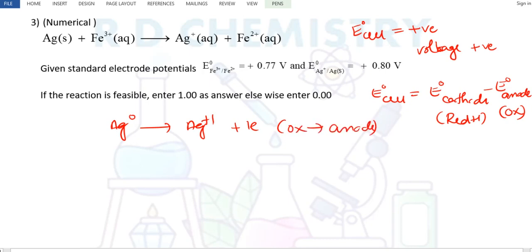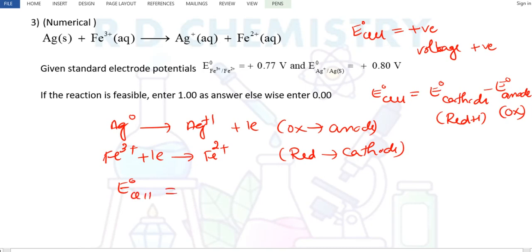Now ferric ions, Fe3 plus, take 1 electron and become ferrous ions, Fe2 plus. So reduction is taking place, as the oxidation number decreases, and it should be the cathode. Correct? So let me write down: E naught cell is equal to E naught of the cathode, which is iron, plus 3 becoming plus 2, minus E naught of the anode. The anode is silver, plus 1 becoming the 0 state.